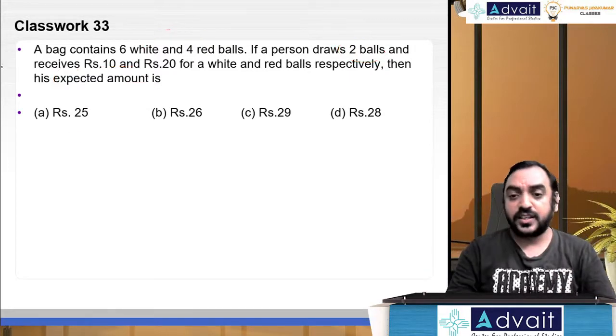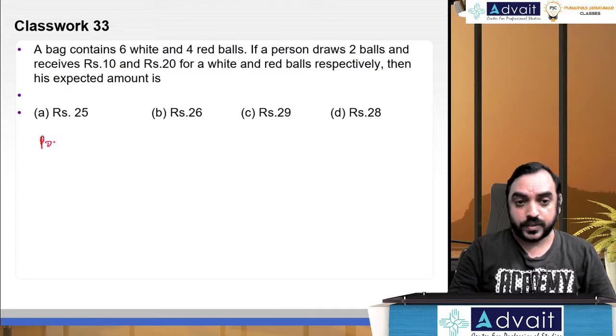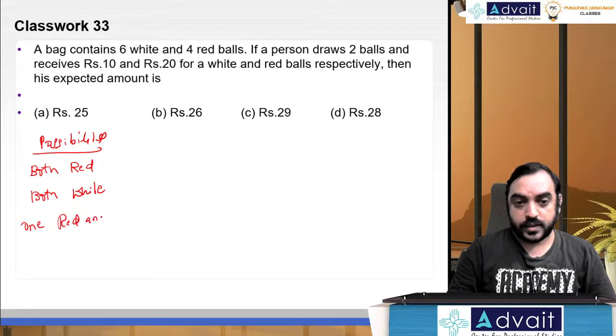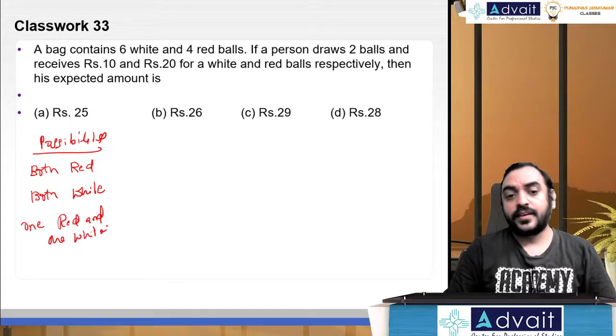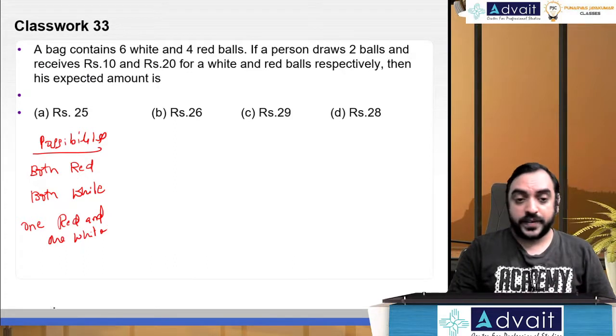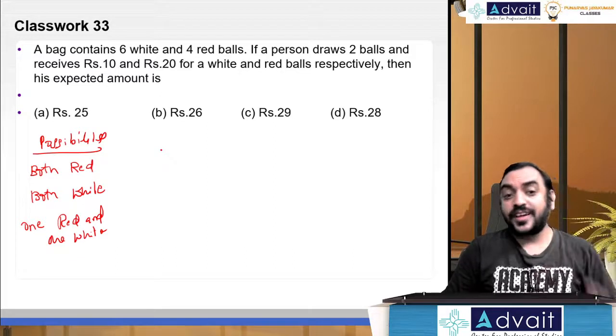So let us draw the possibilities. Possibilities: both red, both white, and one red and one white. One red and one white. These are the possibilities.